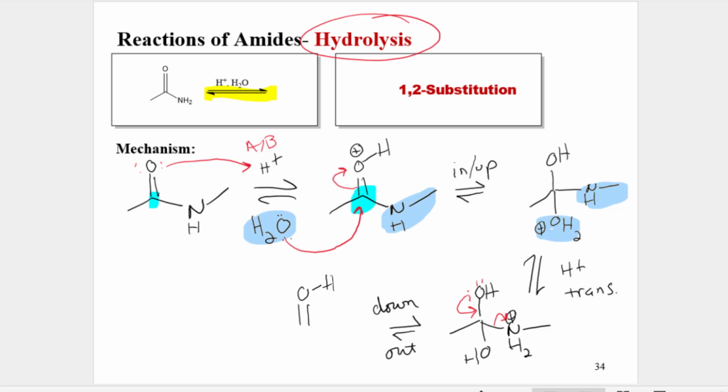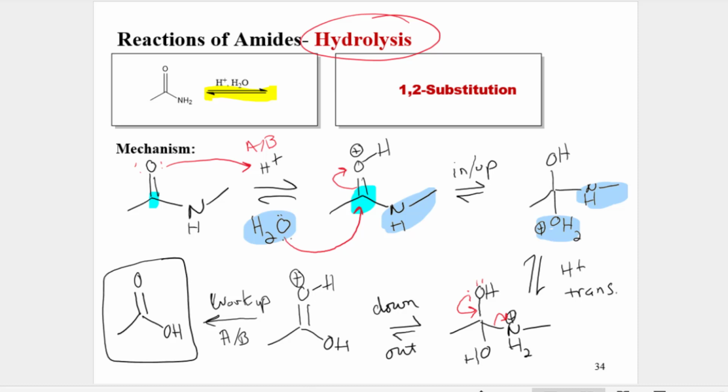Our carbonyl remains protonated because I am still in acidic media, and I've lost the amine. The amine itself could probably deprotonate the proton from the carbonyl, but I'm just going to add a workup here to neutralize everything so that the acid-base chemistry can occur, plucking off that extra proton and revealing my carboxylic acid. So I've replaced the nitrogen with an oxygen.